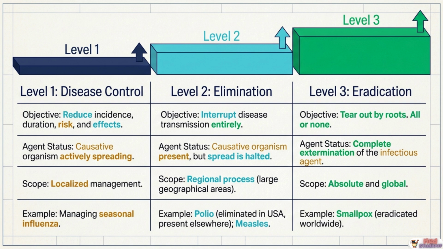Level 3 is eradication, the ultimate public health victory. The complete extermination of the causative organism from the entire planet, rendering further prevention or control unnecessary. As of today, only one human infectious disease has been globally eradicated: smallpox, officially certified by the World Health Organization in 1980, following the last naturally occurring case in Somalia in 1977.